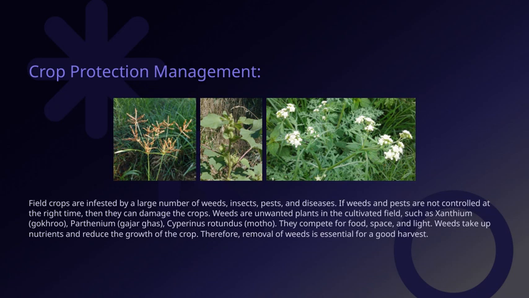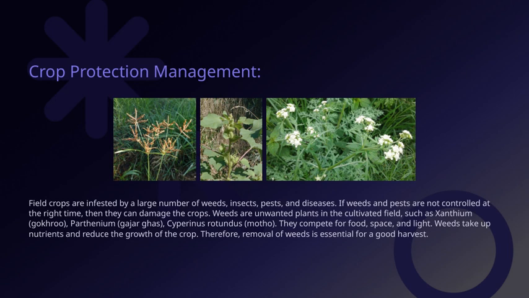You see, field crops often face threats from a variety of weeds, insects, pests, and diseases. If we don't control weeds and pests at the right time, they can cause significant damage to our crops. Let's focus on weeds for a moment. Weeds are essentially unwanted plants that grow in our cultivated fields. Some common examples include xanthium, which is often called gakru, parthenium or gajar gaz, and Cyperus rotundus, known as motho.